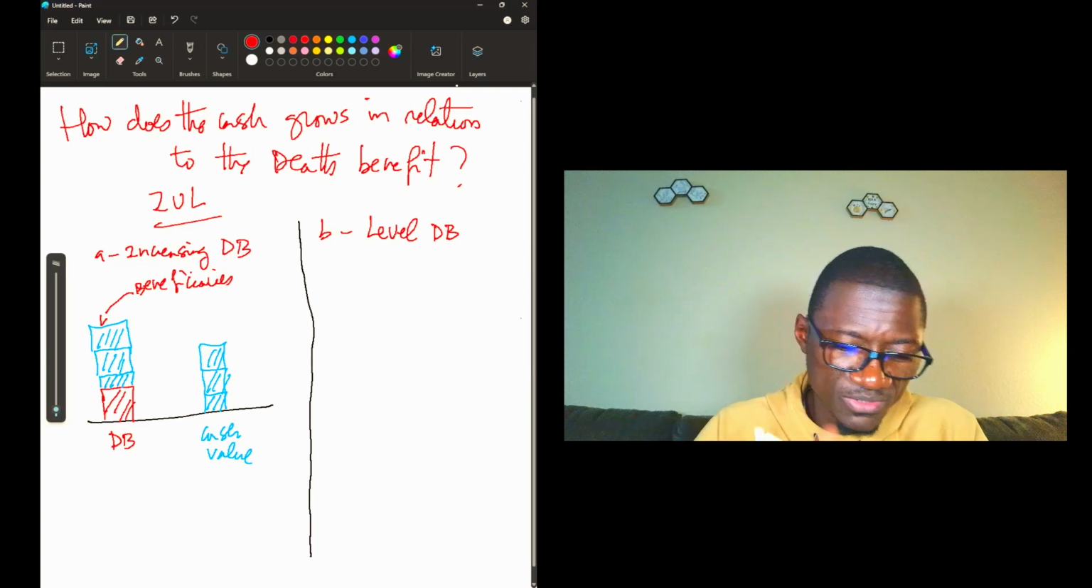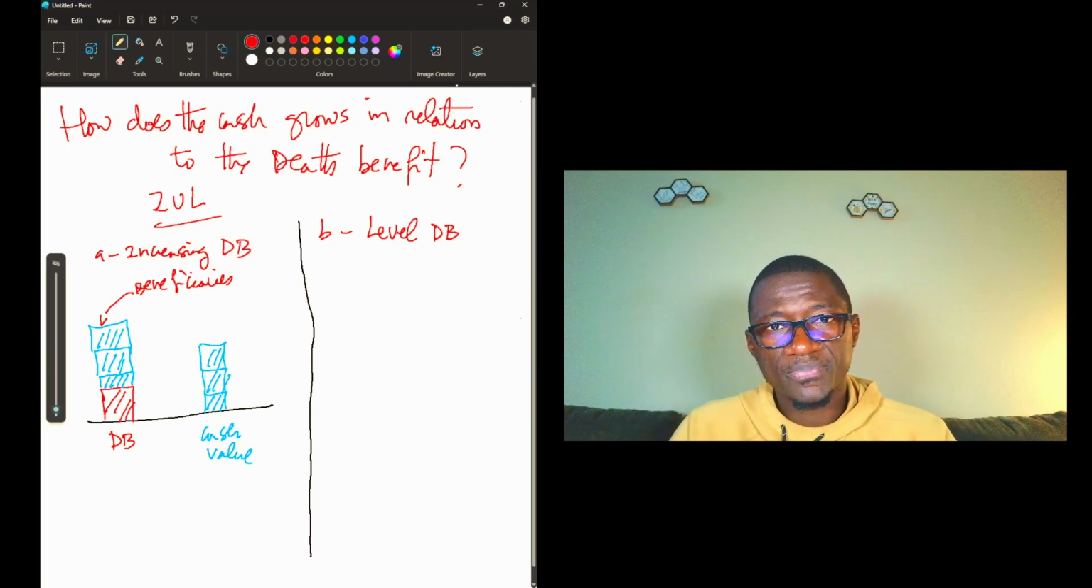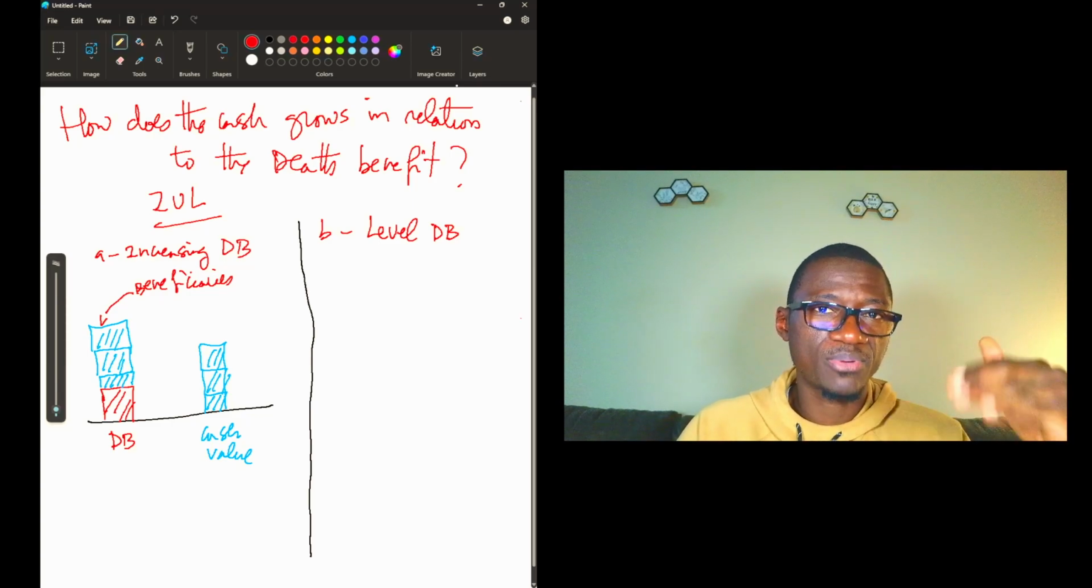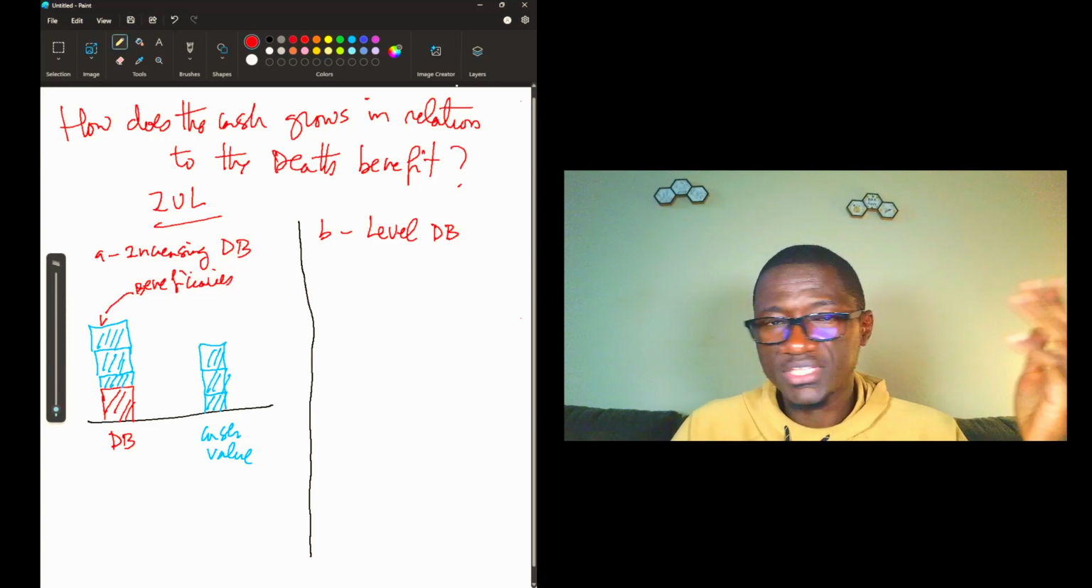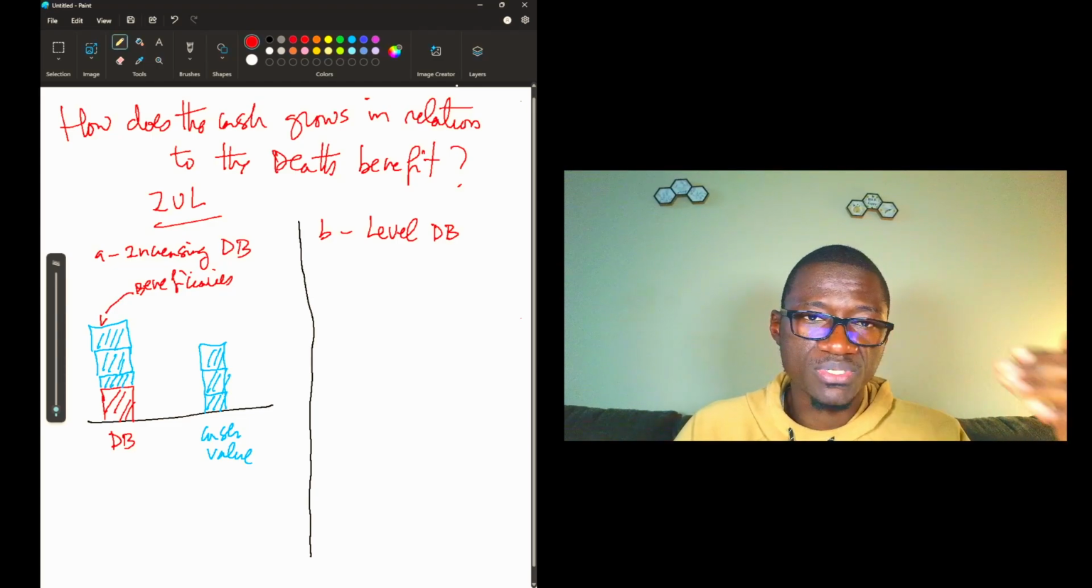Some people say, hey, we like this one. Why? Because to their point, whatever they earn as cash value can now go to their beneficiaries plus the initial death benefit. In theory, that's good, but you have to understand the consequences of doing this.